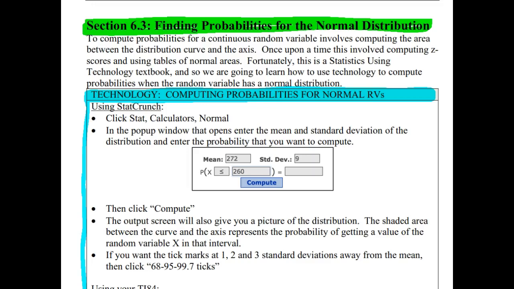Section 6.3, Finding Probabilities for the Normal Distribution. So to compute probabilities for a continuous random variable involves computing the area between the distribution curve and the axis.